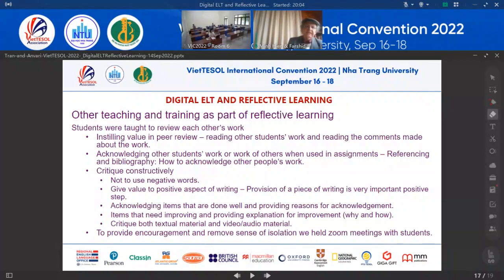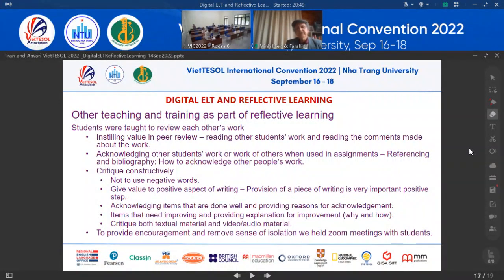As part of the critique, we had to teach them not to use negative words, not to say this assignment is bad, but also to give value to the positive aspects, like even presenting something for criticism or putting material online. That itself is a very important first step. Even though it has a lot of mistakes, it doesn't matter. It is very important that the student has done that. They had to acknowledge what was done well and tell the reason, but also identify items that need to improve and why. For video material, a different set of critiquing was required, and they learned all that.